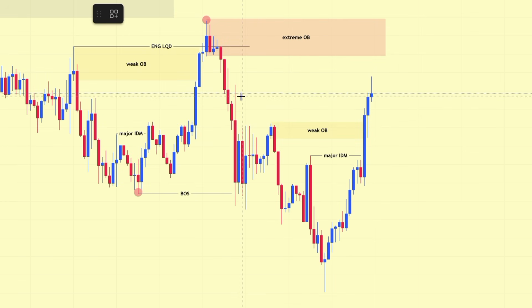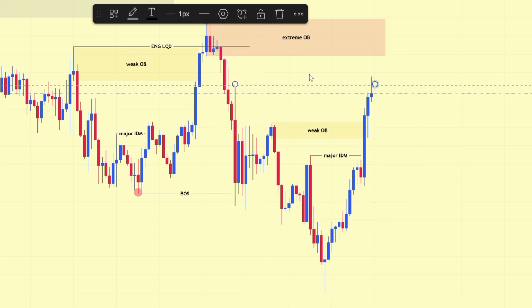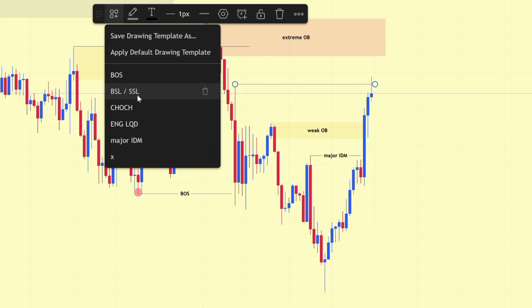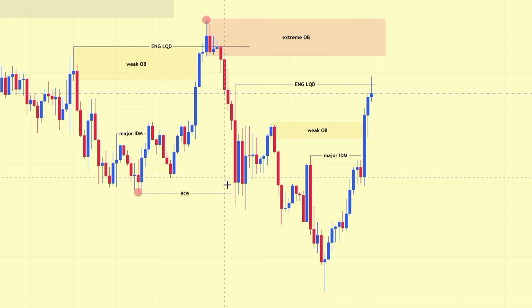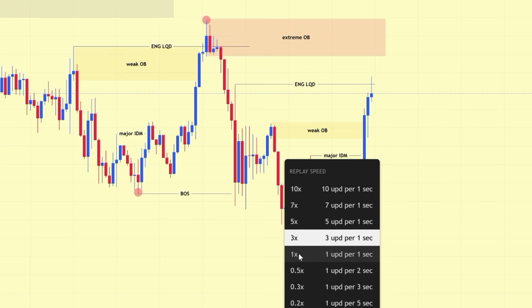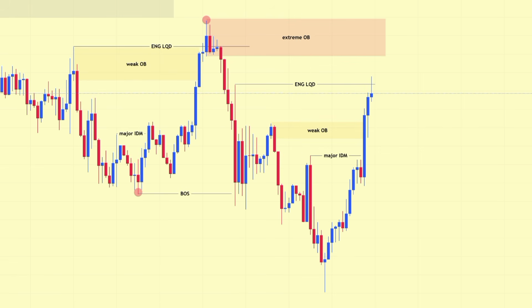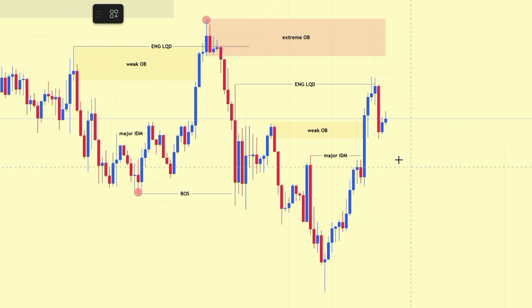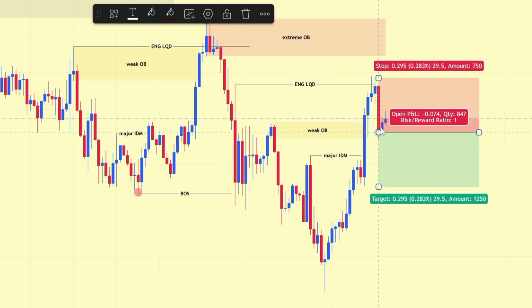And we can clearly see that the buy side liquidity right before the extreme order block is none other than that one there. And it's very important to mark that. Okay, so now price has taken out that. So if I see a reaction here, I mean a bearish reaction from there, then that will be a good entry. Okay, so you can clearly see that bearish candle after price has taken out that engineering liquidity.